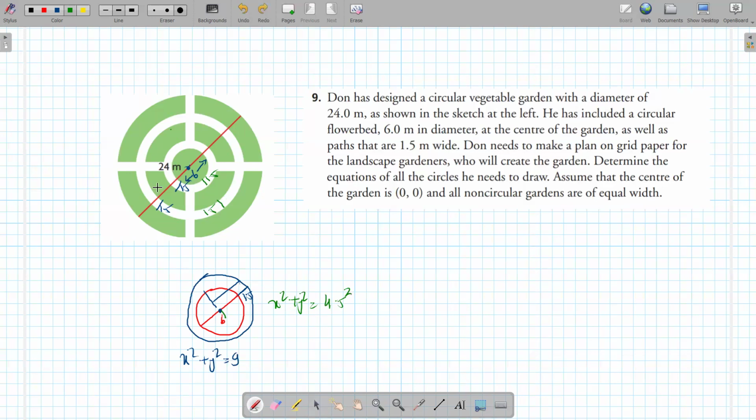Again, if you notice the pattern, it's just going to be 3 meters longer, because that was 6, that means half of this is going to be 3. So the third one will be x squared plus y squared equals 7.5 squared. The fourth one is just going to be 1.5 more on the radius. So it'll be 9 squared. And the last one is going to be 3 more. So it's going to be x squared plus y squared equals 12 squared. So those are the 5 circles and their equations. It just goes up by either 1.5 or by 3. And that's it.